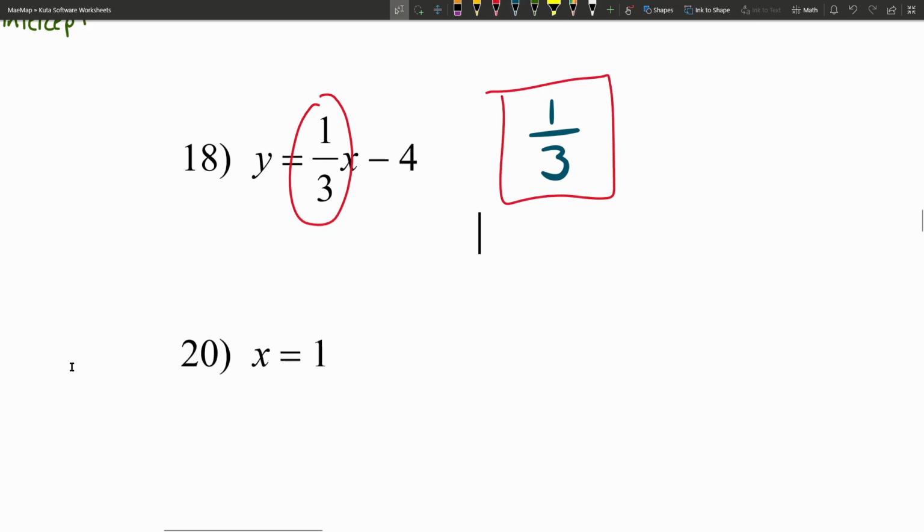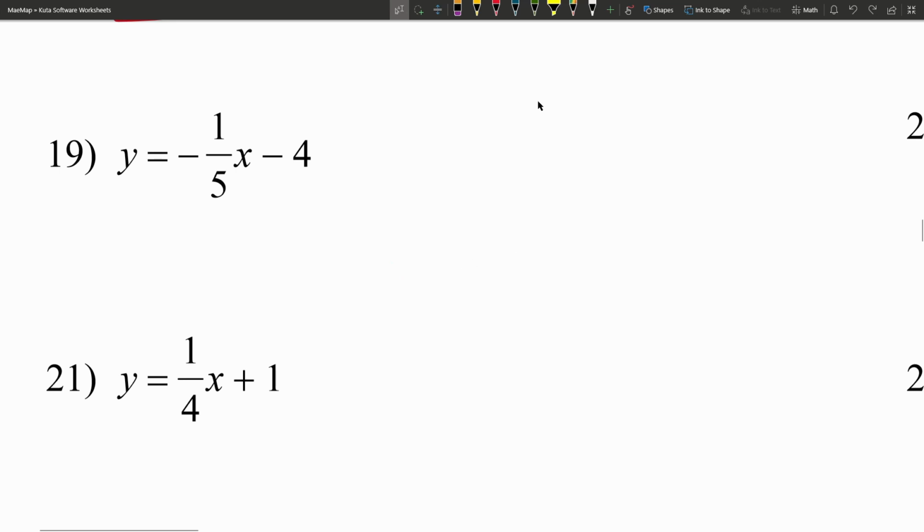Let's move on to number 19. Number 19, are we in the form of y equals mx plus b? Yep, we sure are. So right here is our slope, negative 1/5.